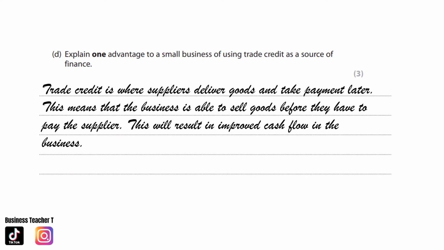Trade credit is where suppliers deliver goods and take payments later on. This means that the business is able to sell goods before they have to pay the supplier. So that was our first linked strand. Our second linked strand is, this will result in improved cash flow in the business. So we can see that there's a connection there in terms of our strands linking. Let's move on.